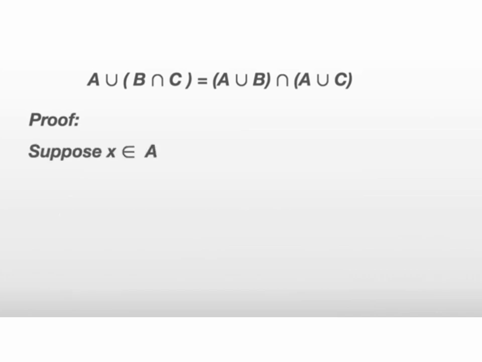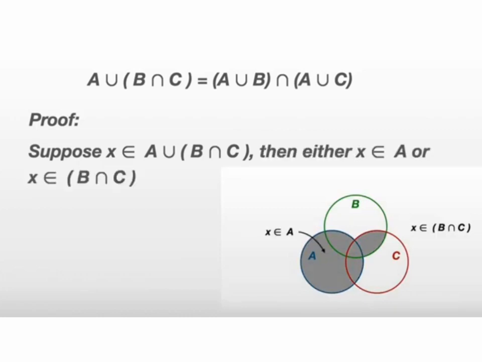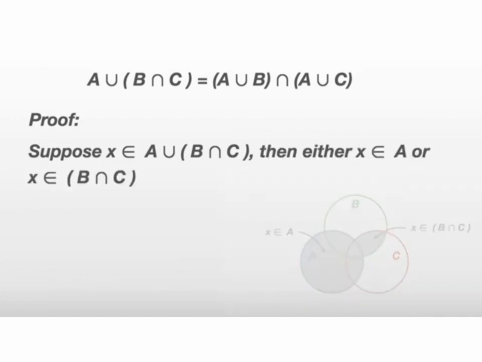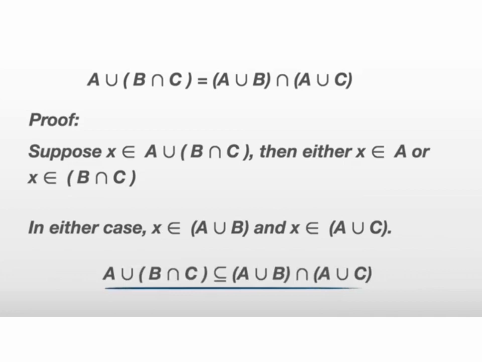First, suppose we have an element X which is in A ∪ (B ∩ C). Well, it's either in A or it's in B ∩ C, which would mean it's in both B and C. In either case, X is in both A ∪ B and A ∪ C, because if it's in A, this is true, and if it's in B, it's also in C, so it's still true. So this means that A ∪ (B ∩ C), the thing we started with, is a subset of (A ∪ B) ∩ (A ∪ C), since we've shown any element of the left-hand side is an element of the right-hand side.